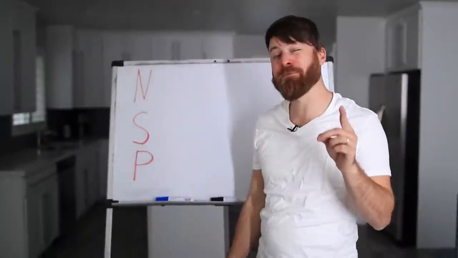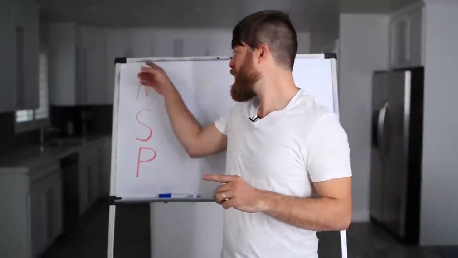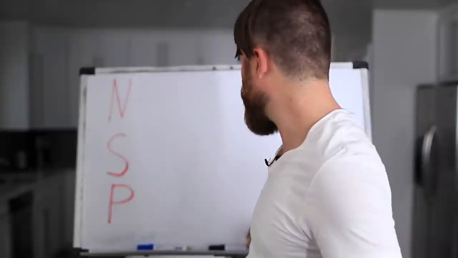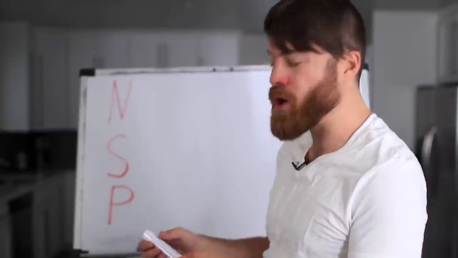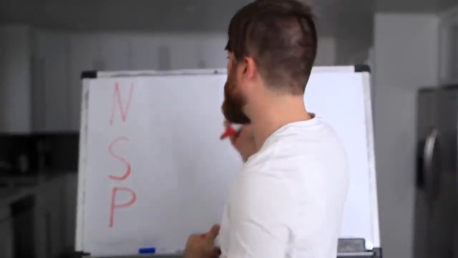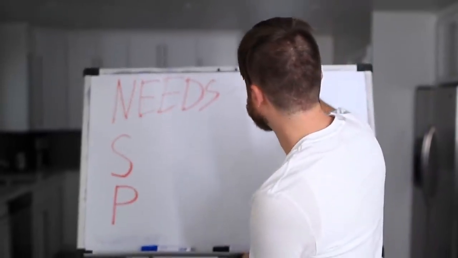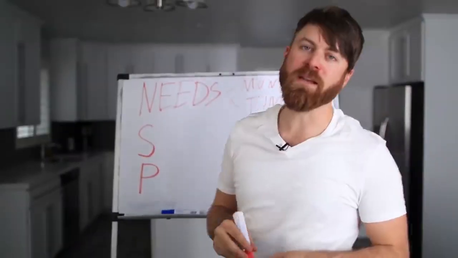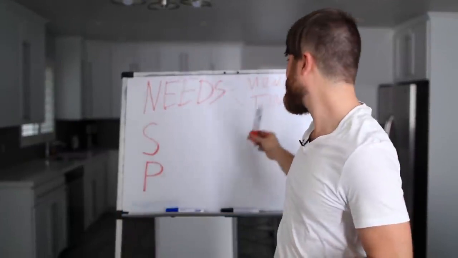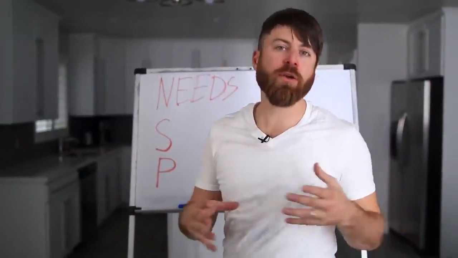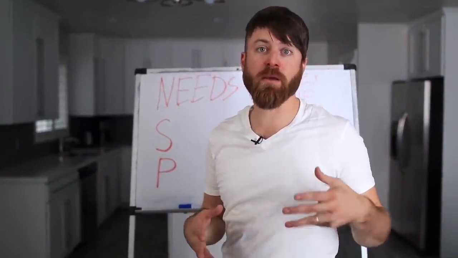So in order to take a year off and travel, there's a few things you need to understand. First off, I've kind of abbreviated everything by NSP. The first part of this is needs. You need to know what your needs are. There's 2 components of this, okay? You need to know your needs in terms of money, and you need to know your needs in terms of time. So needs in terms of money, we can look at a few things to determine what you need.